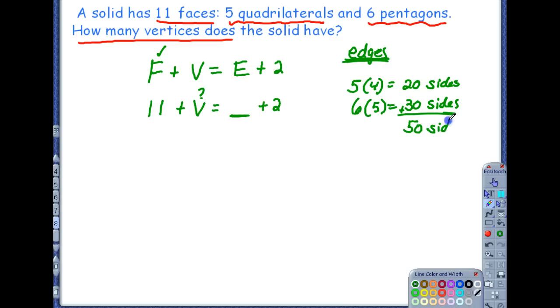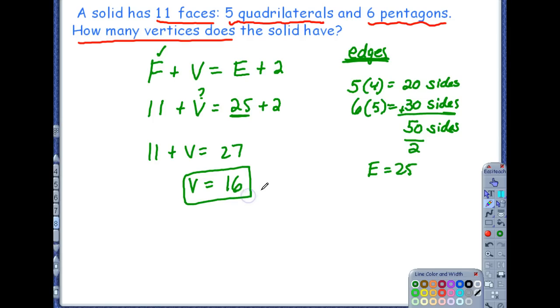50 sides. But I know each side in one polygon is shared with another. So what are we going to do with that? Divide by 2. So the edges is 25. So we're going to put that back in here. Our 11 plus V is going to equal 27. And if I subtract 11, I'm left with 16. Now, does that mean we're always going to get 16 vertices? No, it just happened that the 2 we did had that case. So that's something for you to keep in mind.